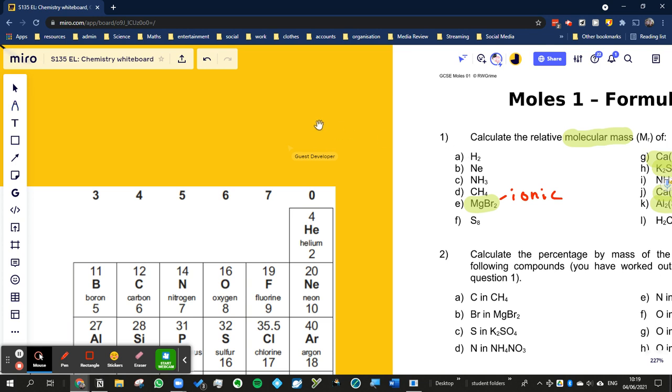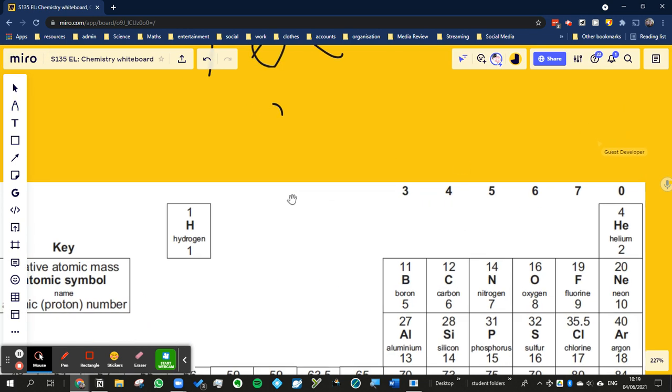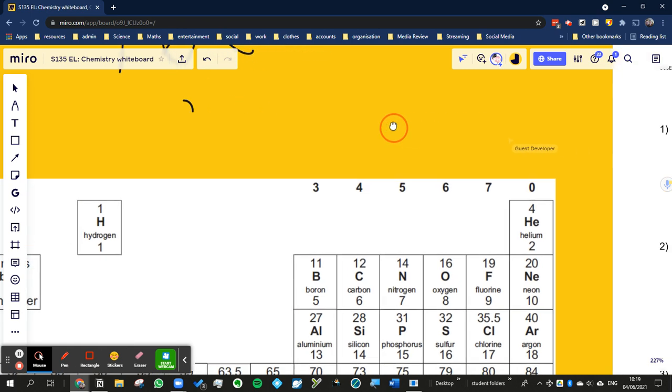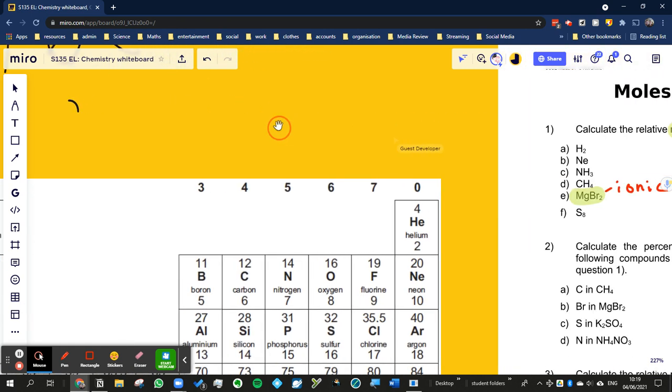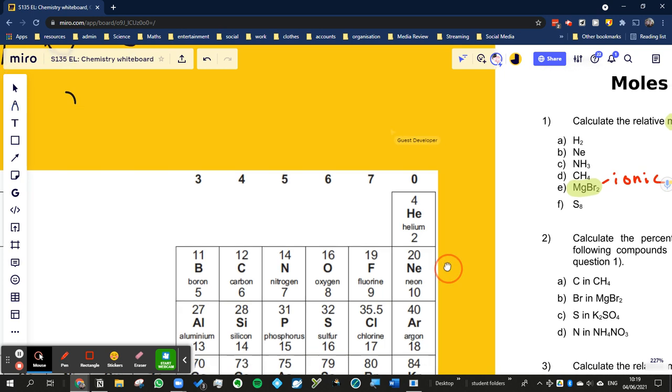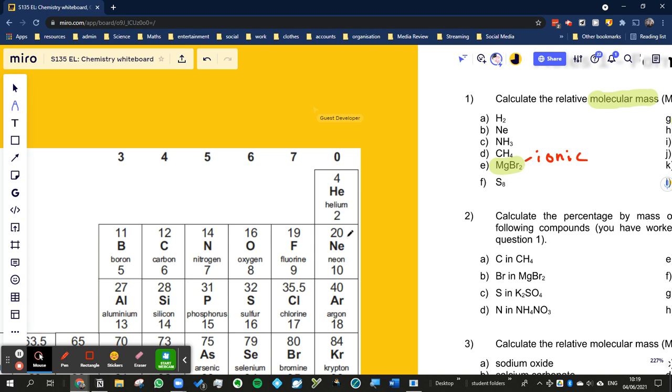So hydrogen, the relative atomic mass is 1, but in a molecule of hydrogen, there are 2 hydrogen atoms. So the relative molecular mass of hydrogen would be 2, because it's 2 times 1. And neon actually goes around as singular atoms. So the relative molecular mass of neon is the same as its relative atomic mass, which is 20.